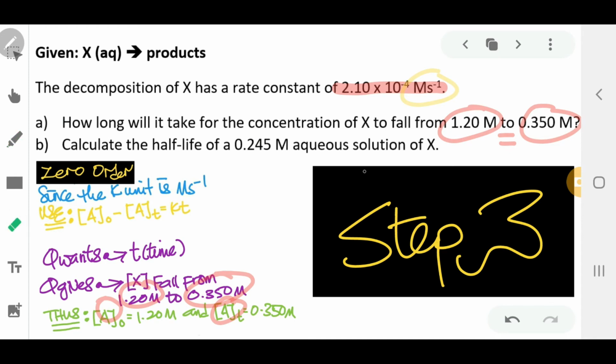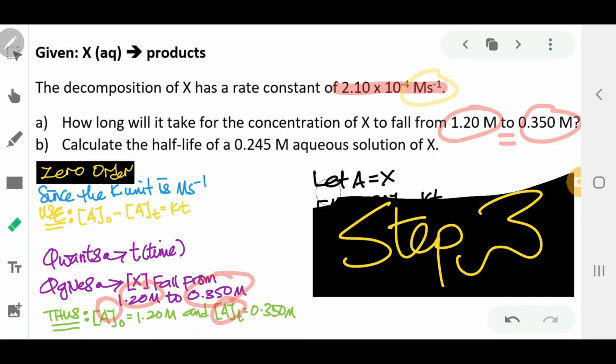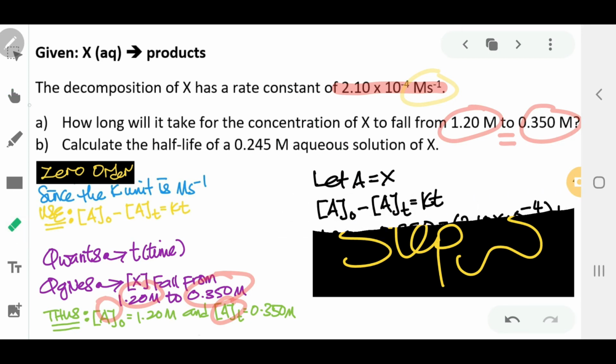So step 3, we need to write let A equals X. This is a very important piece of information you need to include in your calculation. If you do not define what your A is over here, your calculation will be deemed invalid and you might not get the mark that you deserve. So yes, we're going to use the integrated rate equation for zero order reaction because the unit of the rate constant right there is molar per second, or molar per time.